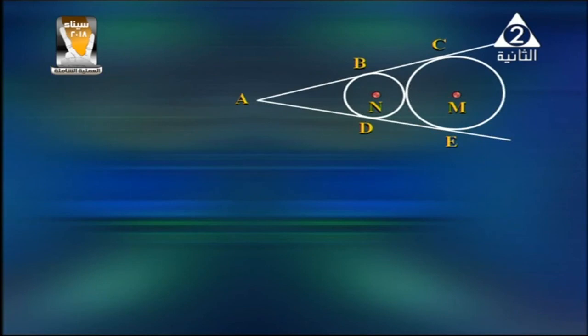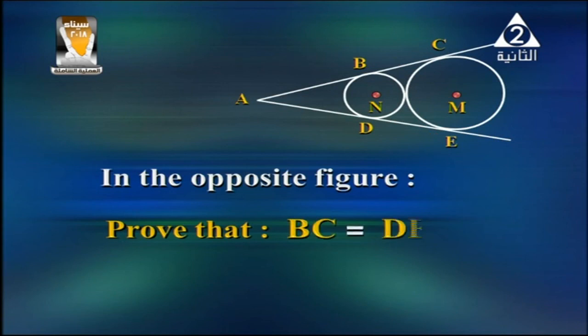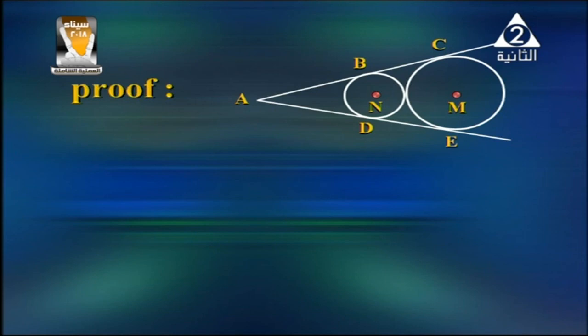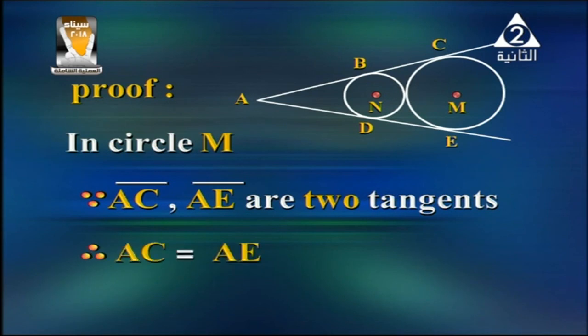Another example. In the figure opposite, try to prove that BC equals DE. How can you prove that BC equals DE? First of all, when you look at circle M, AC and AE are two tangents. So, since AC and AE are two tangents, AC equals AE. Two tangents drawn to a circle from a point outside it have equal lengths.